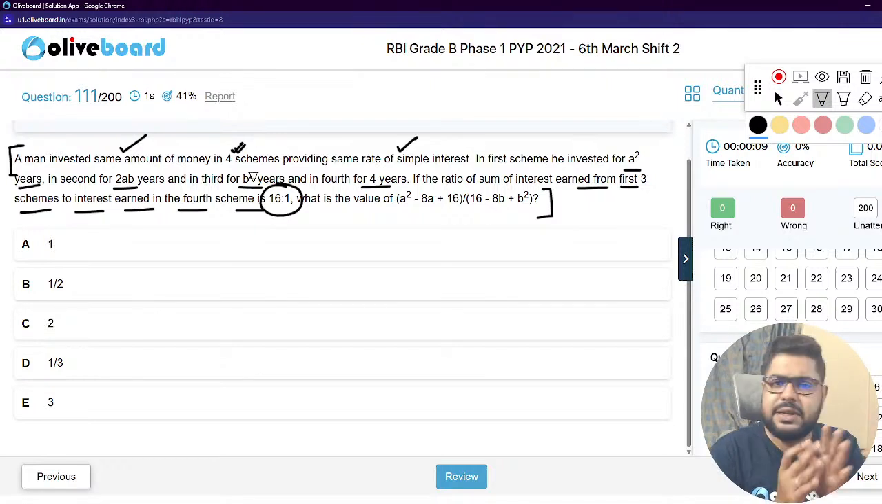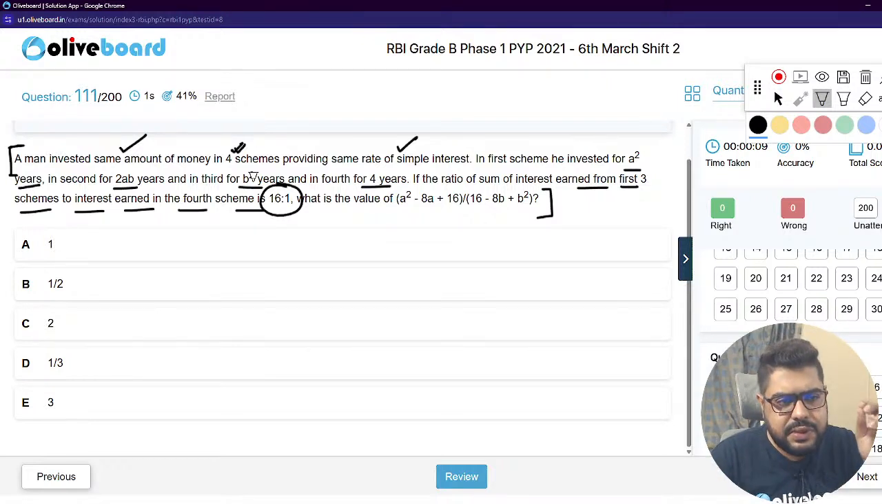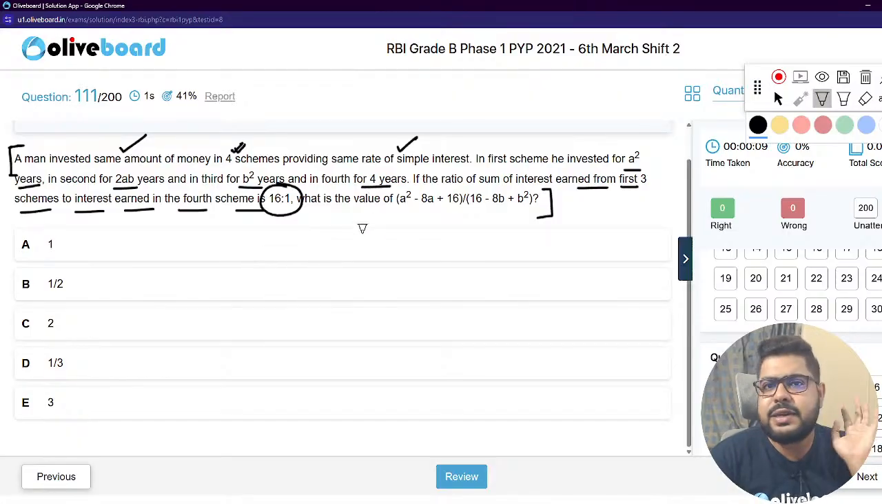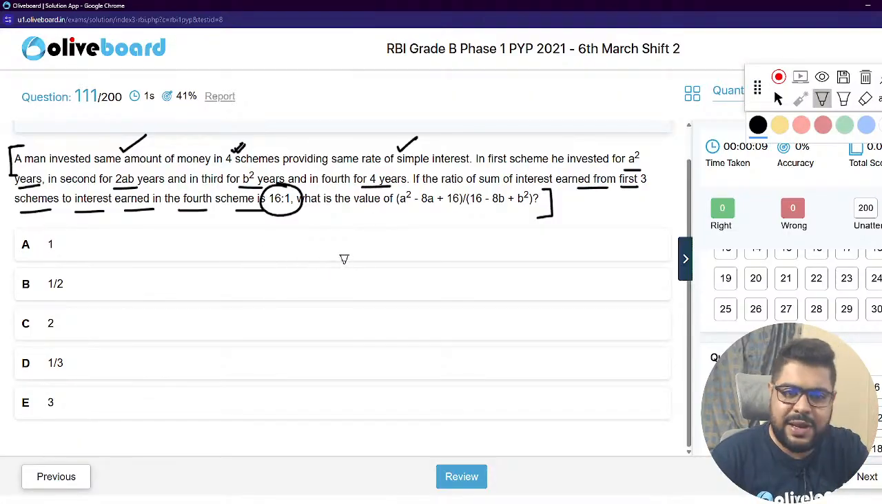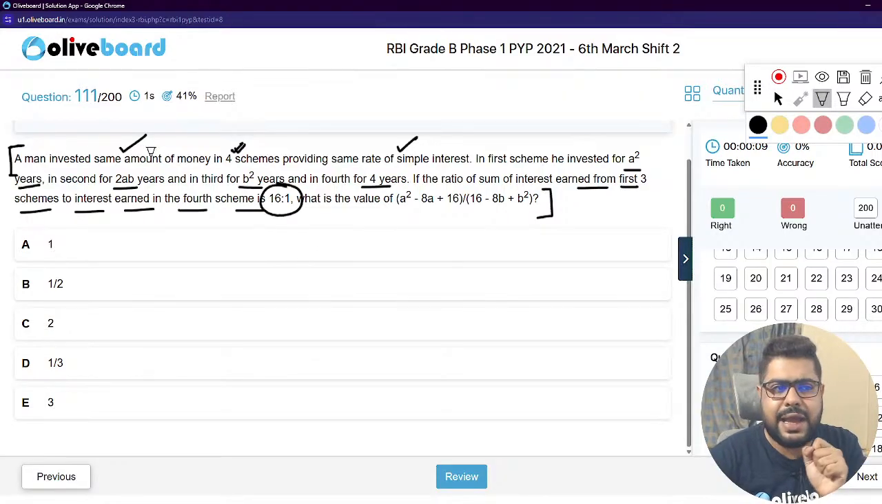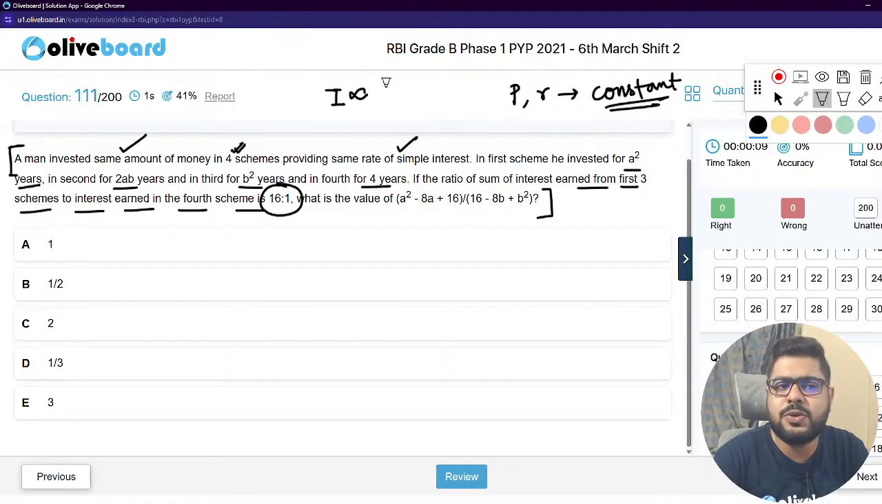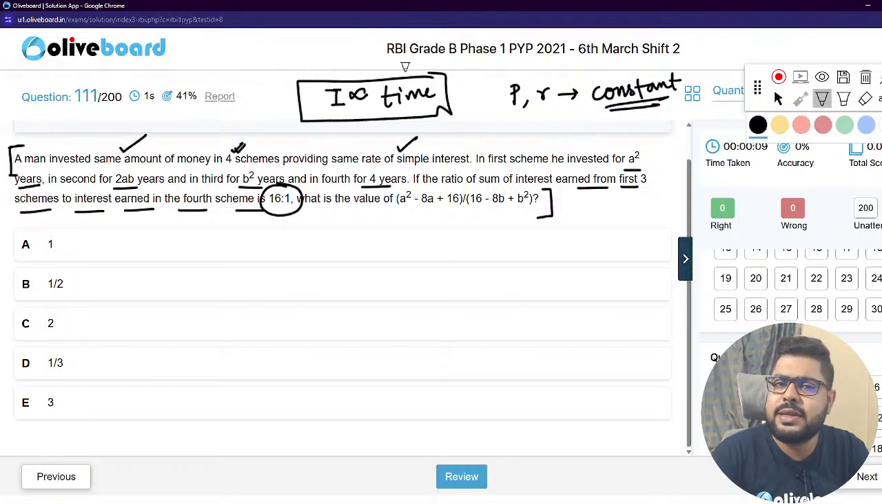Now they are asking something. It is very simple. Principal is the same and rate of interest is also the same, so both P and R are constants. So my interest will be directly proportional to time. More the time, more will be the interest. Why am I taking this proportional? Because I have a ratio here.